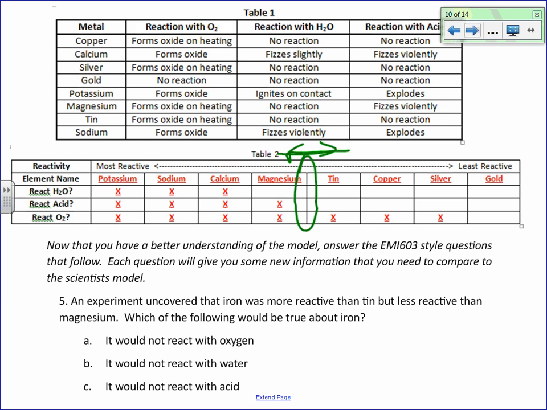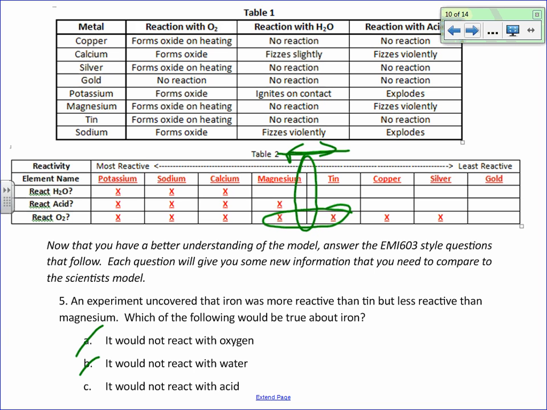Now, A is wrong, because we know it would have to react with oxygen, because both tin and magnesium react with it. So if it's in between those, it's got to react with oxygen. All right. It would not react with water. Well, that's the opposite of what we just said. I'm sorry, that's the right answer.